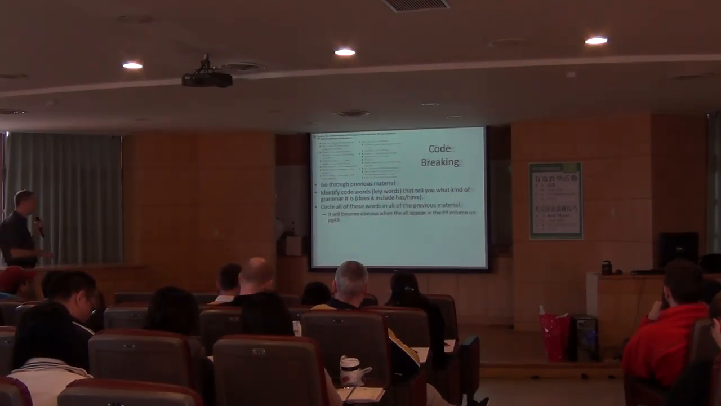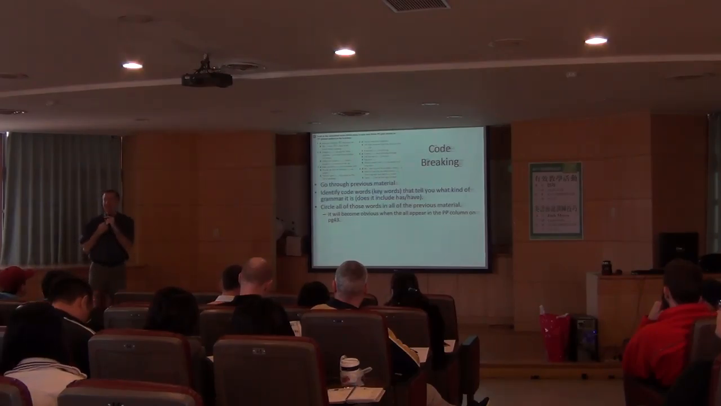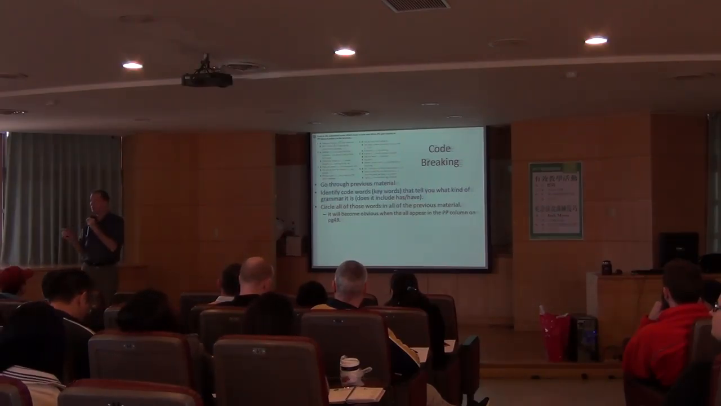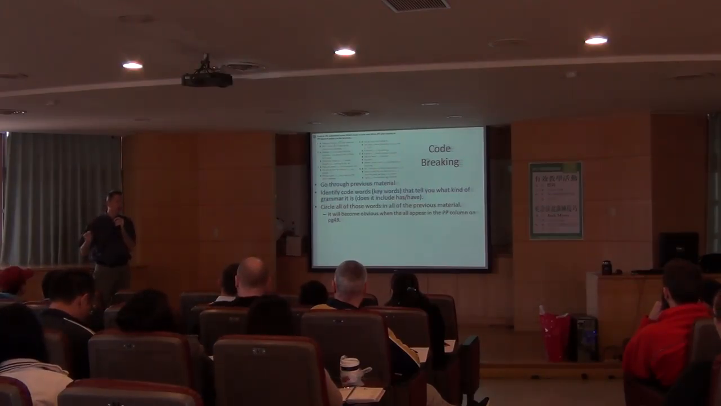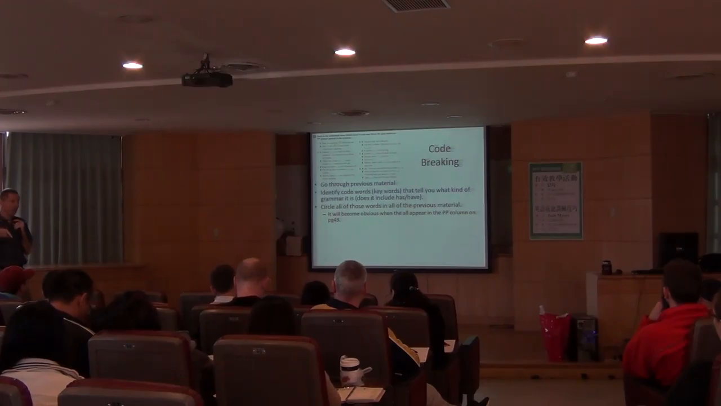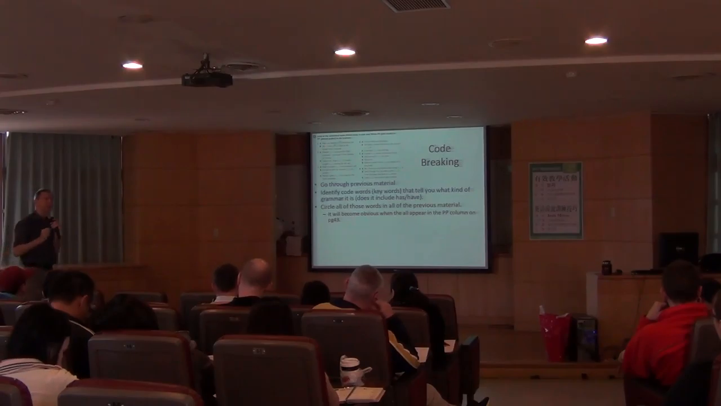So circle all of those words in the previous material. You can actually ask them how many haves did you find? And then they can have a race to see who can find the most have or has references. It'll become obvious when they do that table that we looked at, the blue and white lines on it. And one side has have or has for every single one.